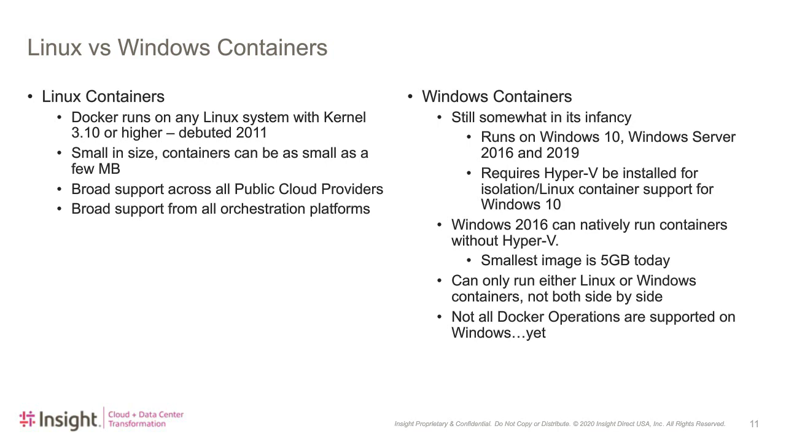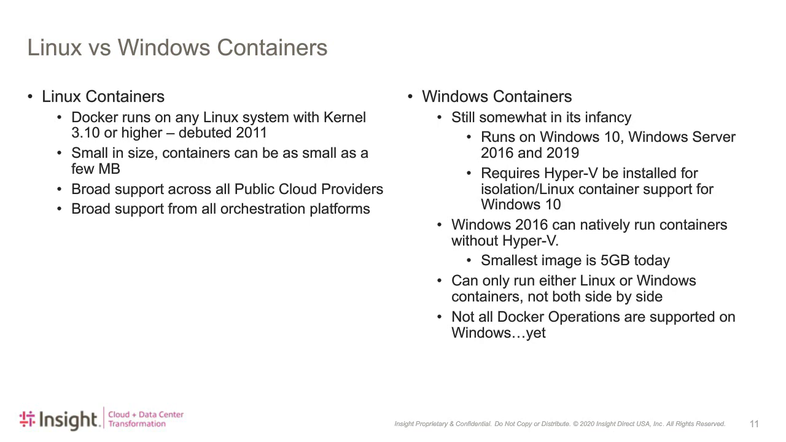For the most part, particularly in the Windows 10 space, Hyper-V is required for isolation and Linux container support. Windows 2016 actually does have native containers now without the Hyper-V requirement. Windows containers, pure Windows containers, are still relatively large in size. We don't get that small, fast startup that we get in the Linux world. So we're looking around 5 gigabytes per container today, just with all the dependencies that have to be put inside a pure Windows container.